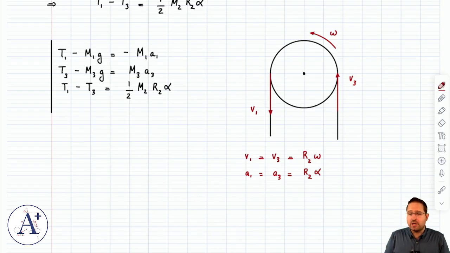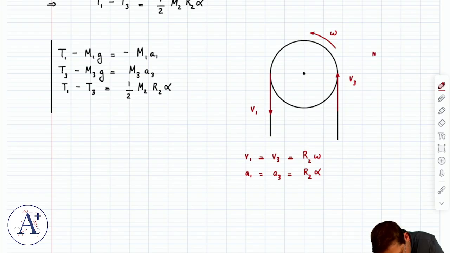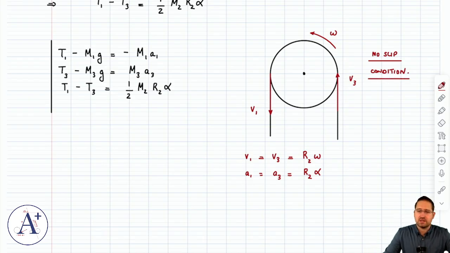times alpha. I mean, all you have to do is take the derivative of this, right? If you d/dt this thing, dv1/dt is a1, dv3/dt is a3, and R2 omega becomes R2 d omega/dt, which is R2 alpha. So this is the no-slip condition for the rope and the pulley. And typically ropes never slip on pulleys in this class. Okay, so there's a proportionality between how fast M1 falls, M3 rises, and the pulley spins, which makes sense.